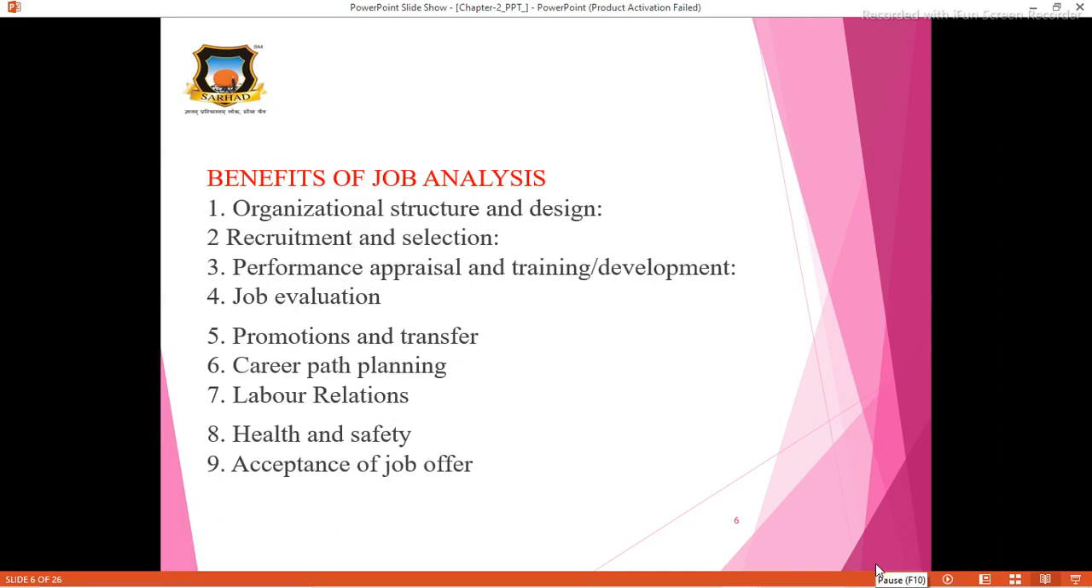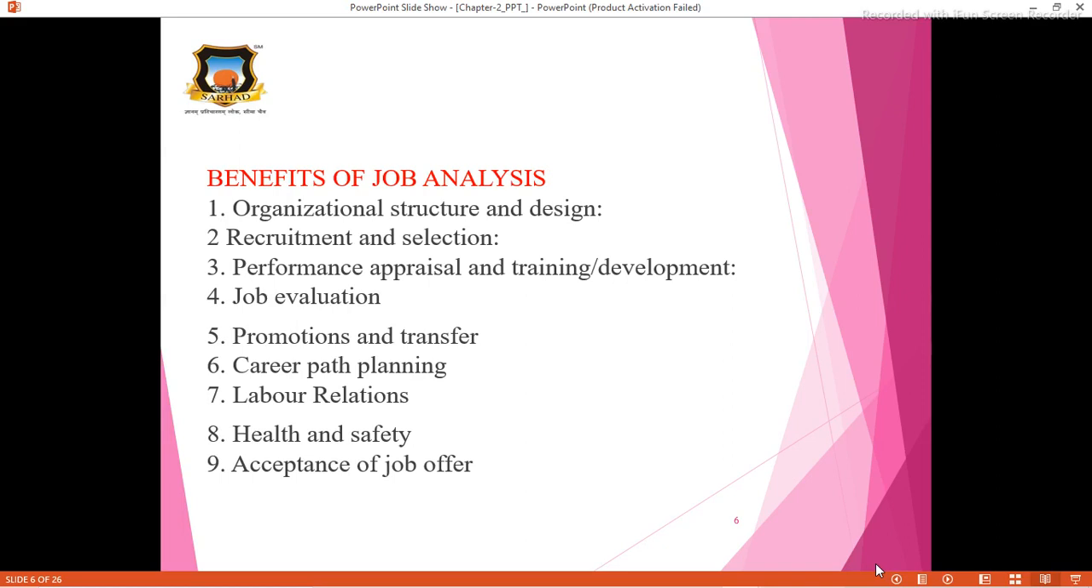Let us discuss the benefits of job analysis. The first is organizational structure and design. Job analysis helps the organization to make suitable changes in the organizational structure.